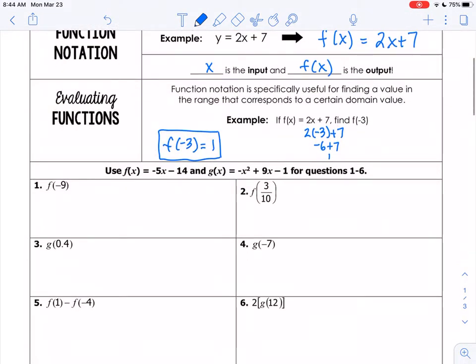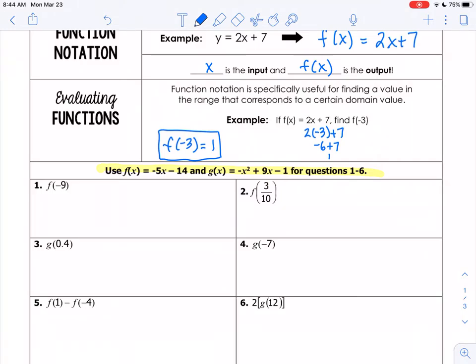So when we look at number 1, f of negative 9, you're just plugging in negative 9. Now notice on these sections here, they tell us what to use for these questions. So you have to pick out the correct one based on how it's named. When it has the f, you use the one that has f of x. If it has the g, you're using the other one that has g of x.